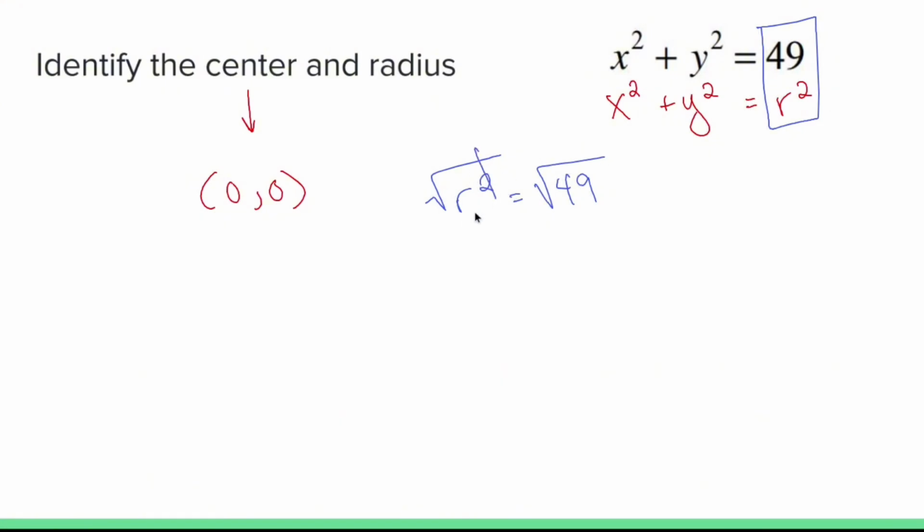Now, normally we would attach a positive or negative symbol, but since this is a radius, you can't have a negative radius. So the radius is just going to be the square root of 49, which is 7. So the center is 0, 0. The radius is 7. This is about as friendly as they get.